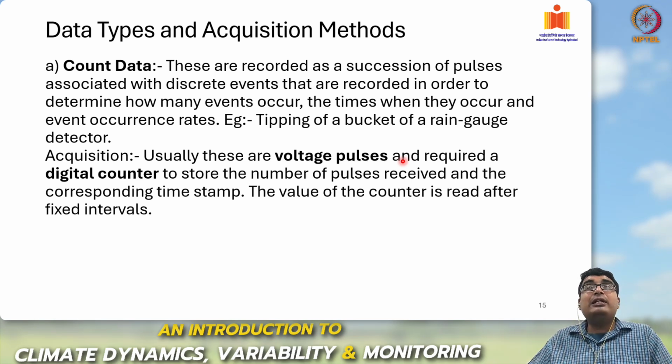Acquisition: usually these are voltage pulses and require a digital counter to store the number of pulses received and the corresponding timestamp. Usually a digital counter type of device is used to store the number of pulses received and the corresponding timestamp. The value of the counter is read after fixed intervals by the microcomputer. Okay, so this is the simplest type of data acquisition.